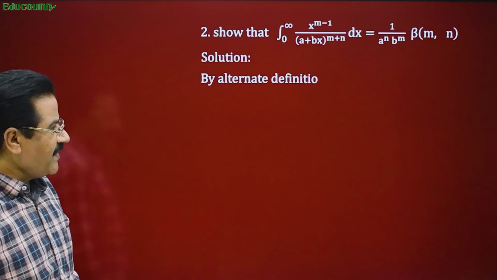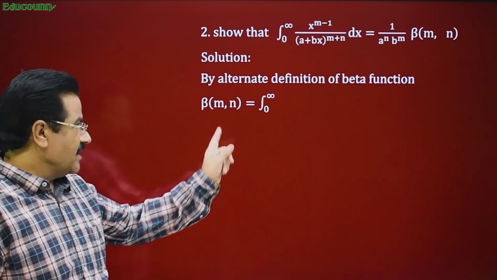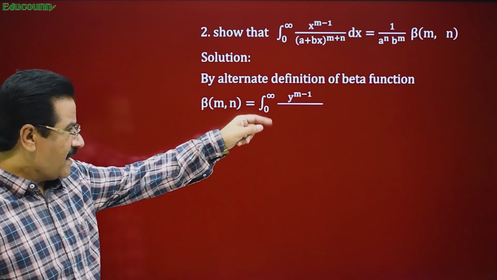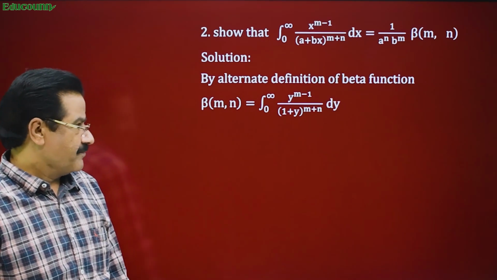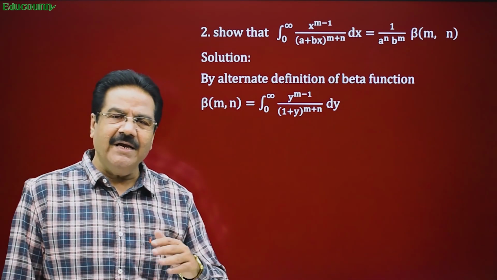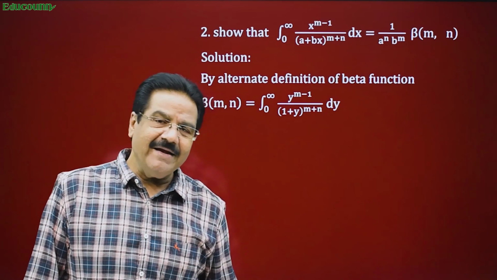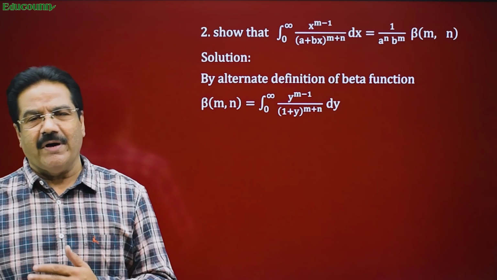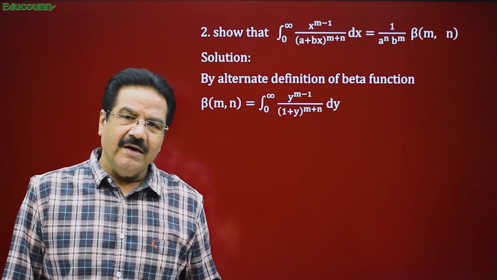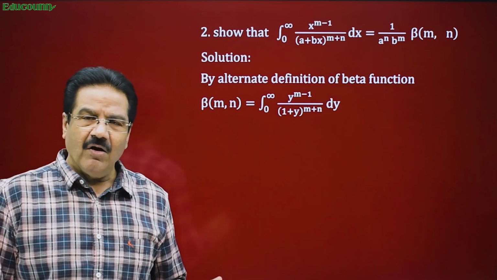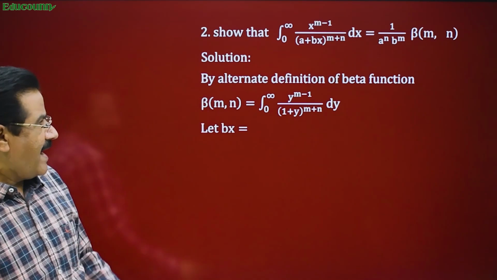So by the alternate definition of beta function, beta m n is equal to integration 0 to infinity y raised to m minus 1 upon (1 plus y) raised to m plus n dy. We have written the definition in terms of y for the sake of convenience. Remember that in definite integration, the variable is never important. And therefore, we can write the definition in terms of x, in terms of y, in terms of t, or any other variable, whatever we want. Now we can start with the LHS.